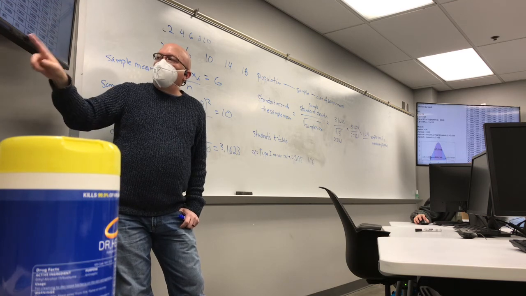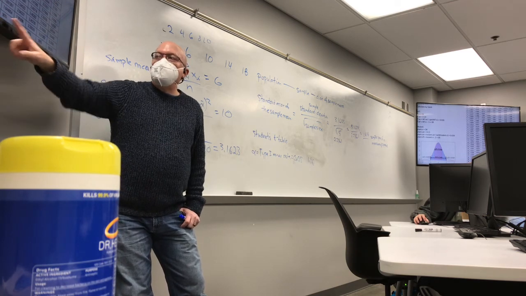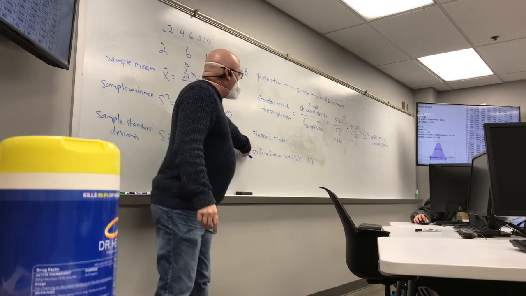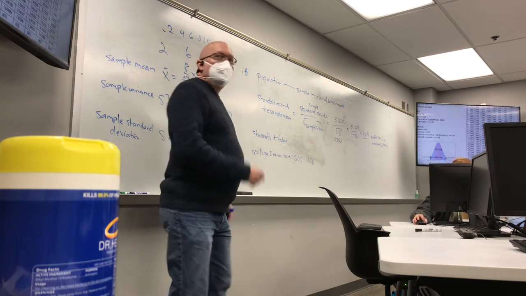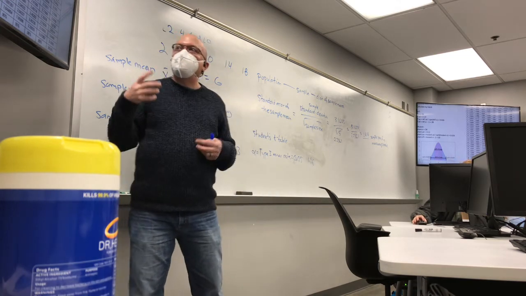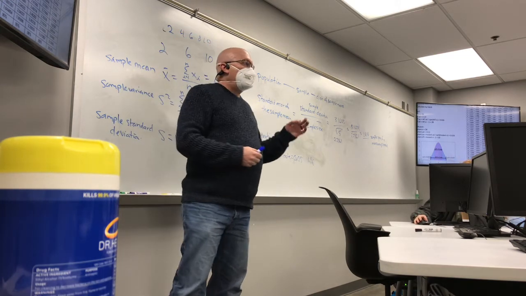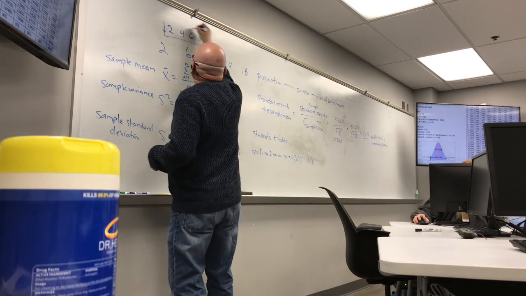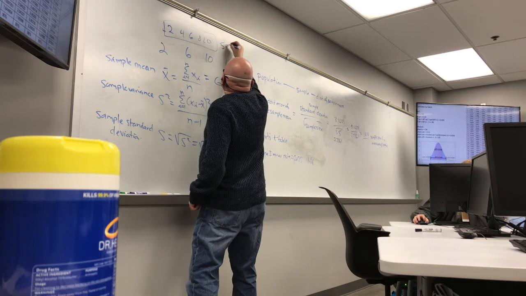99% confidence interval, 98%, 95%, 90%. You're calculating a 95% confidence interval, which is an alpha level of 0.05. So what you do is you then say, well, I have 5 samples.